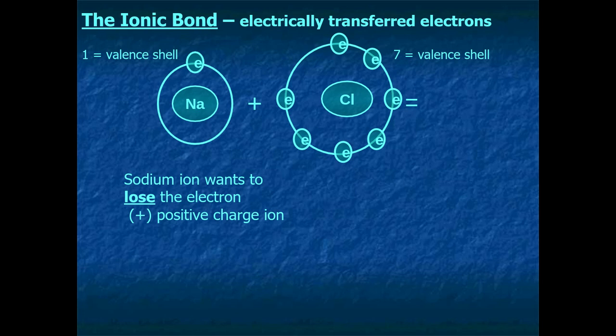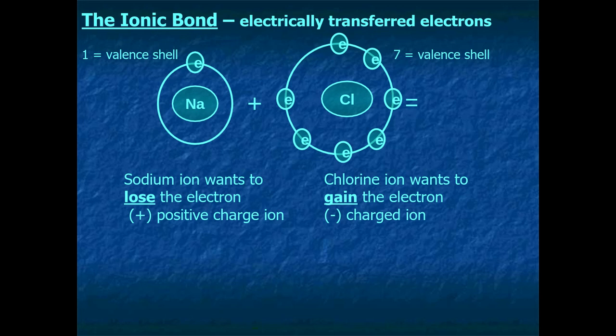So in this case, the sodium is going to lose the electron, and this now becomes a positively charged ion. And then the chlorine is going to now want to gain that electron to satisfy its rule of 8. So the chlorine gains the electron, and now it becomes a negatively charged ion.